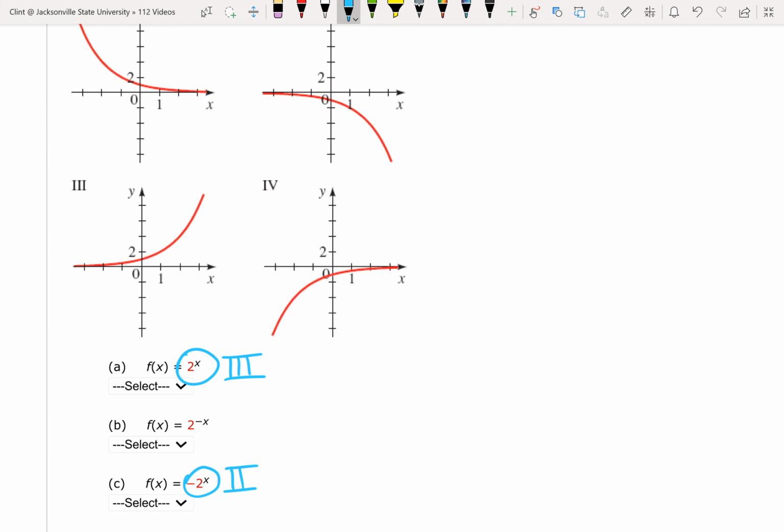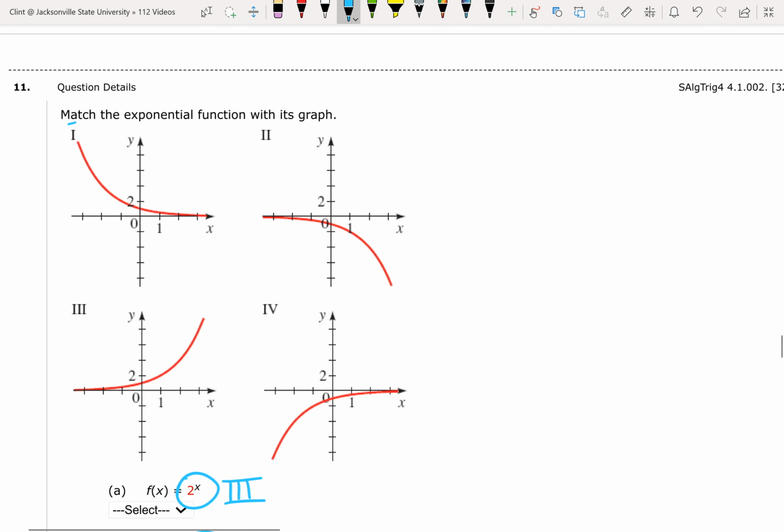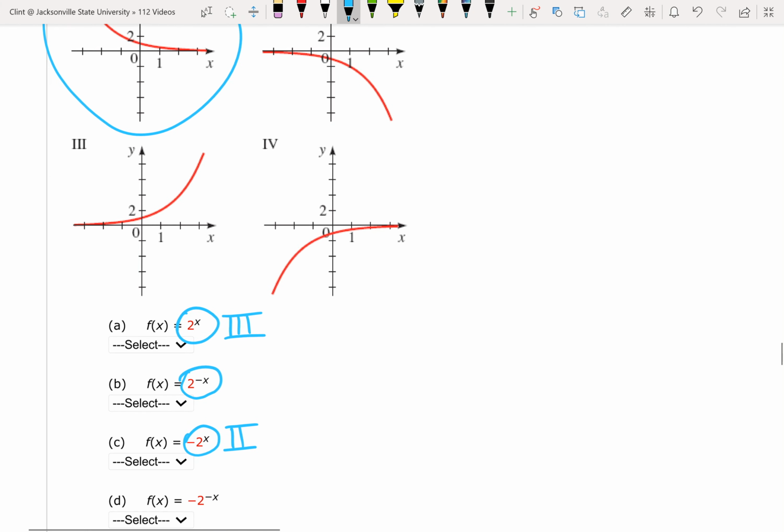Then I think about, okay, what if we just have this negative sign in here with the x? Since that's on the x, that's going to be a y-axis reflection. So that's going to shift everything. The left side's going to be the right side, and the right side's going to be the left side. So that's graph 1.